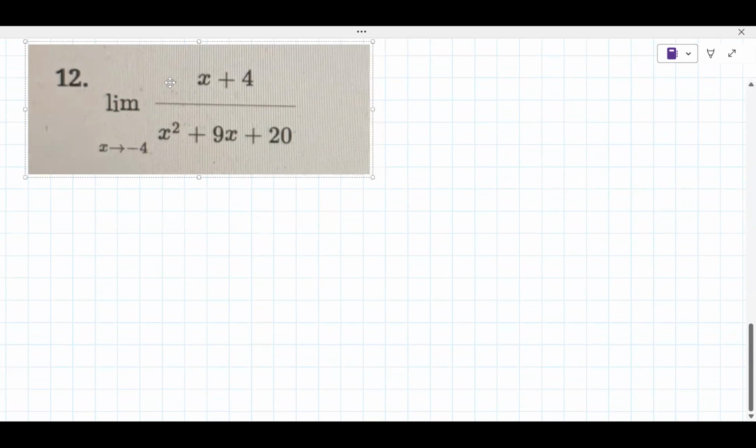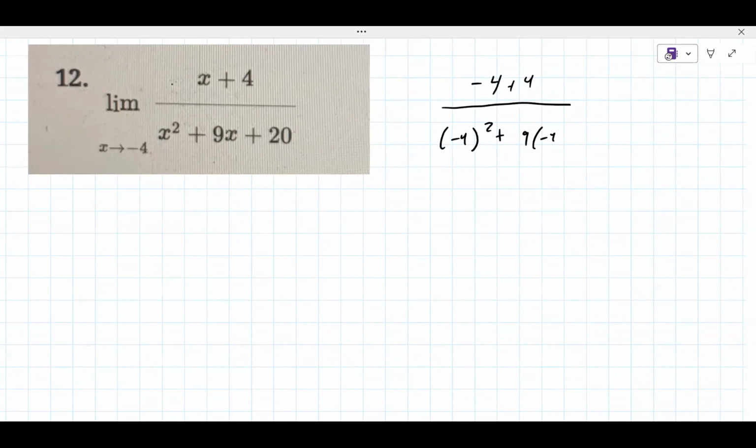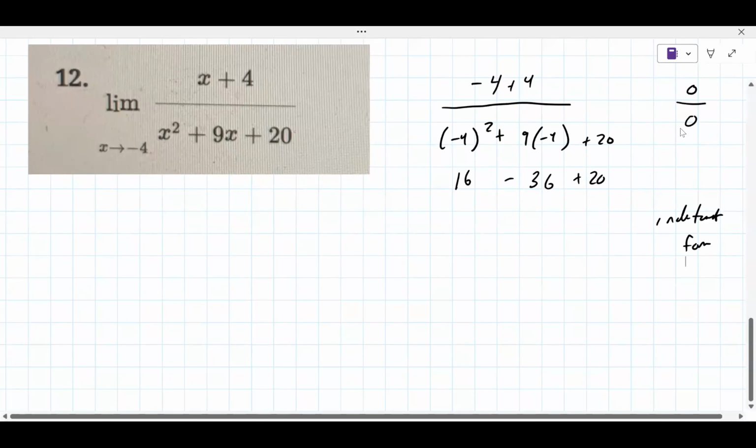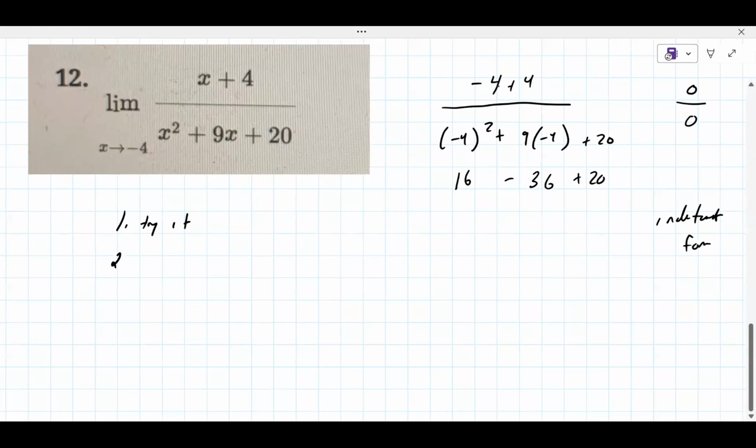Same thing here. So the first thing you try, put that number in, -4 + 4. Now 0 on the top is okay. 0 on the bottom is not, but let's not jump to conclusions quite yet. So the bottom becomes 16 - 36 + 20, which is 0. You have what's called 0/0. This is called indeterminate form, which we'll learn about later in the course. But what you care about right now is you cannot divide by 0. So even though you try it, sometimes it doesn't work. After you try it, the next thing you do is some algebra. And typically that is factoring.